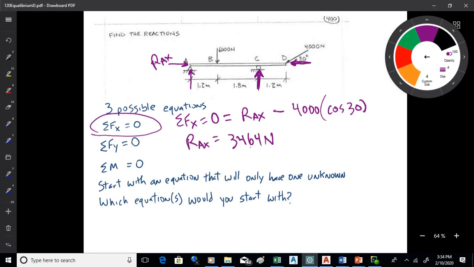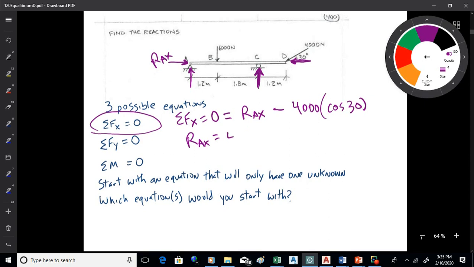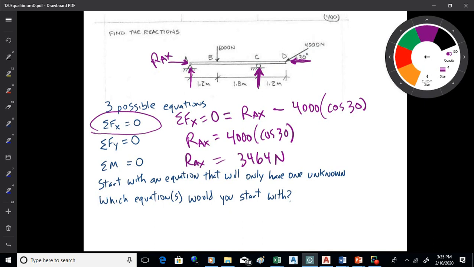No, that came out positive because, and why don't I go ahead, let's do the steps. It's worth it because what we're going to do, we're going to take that 4,000 cosine 30 to the other side of the equation. Okay, and then RAX is positive, 3,464 newtons. Now, the positive means I assumed it's going to the right. My answer came out positive. It is going to the right. Okay. So that's 3,464 newtons. Okay.